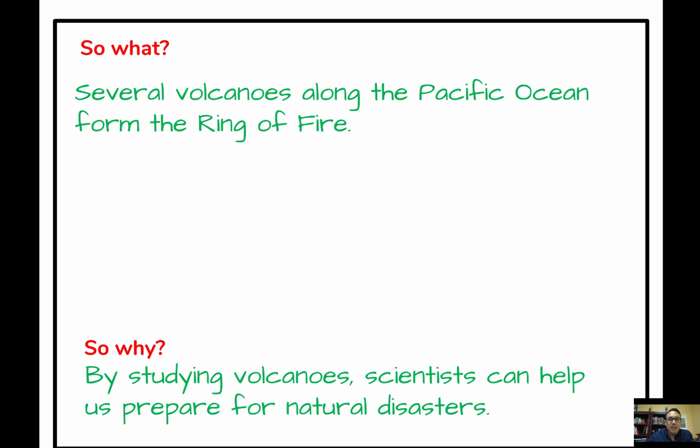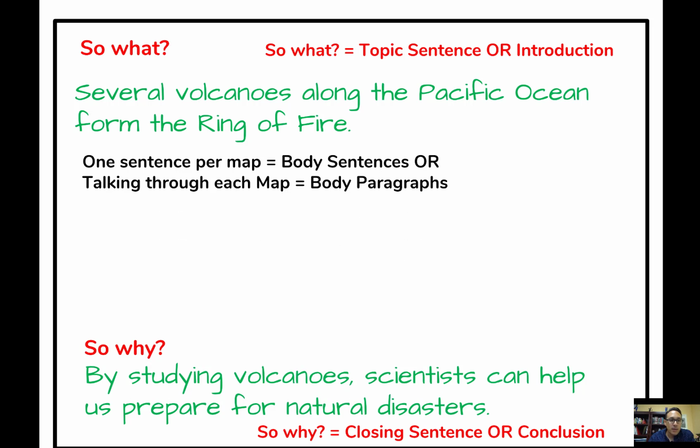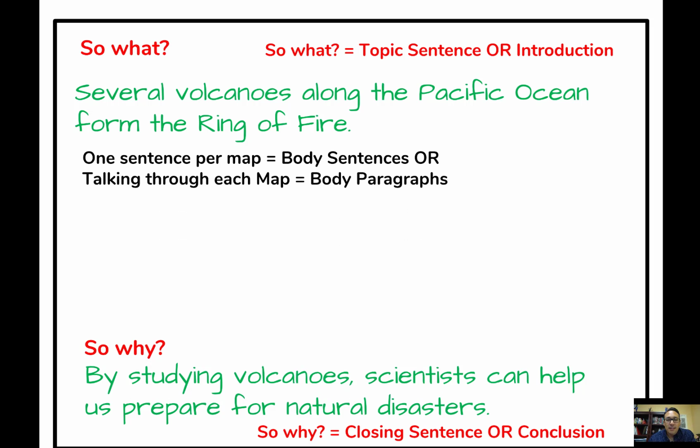All right, so now that you have this, the so what can be, depending on what you're writing or what you're having your students write, the topic sentence of a paragraph or the basis of an introduction for an essay. The so why then can be the closing sentence to a paragraph or the basis for a conclusion for a full essay. And what goes in between are the thinking maps.